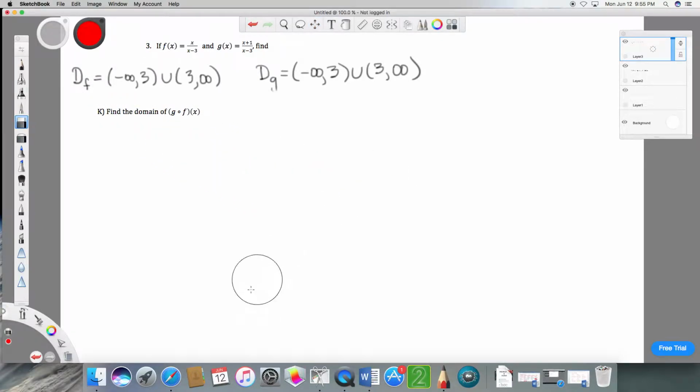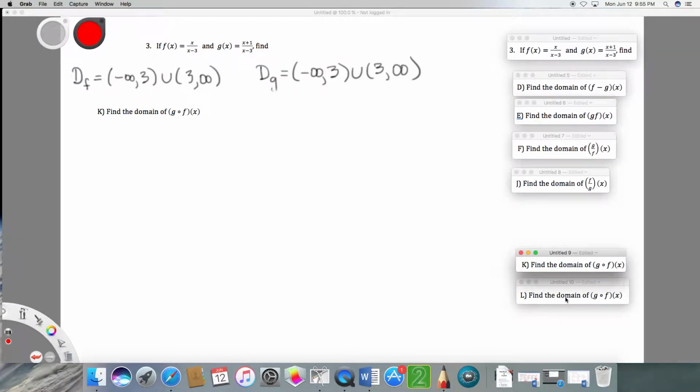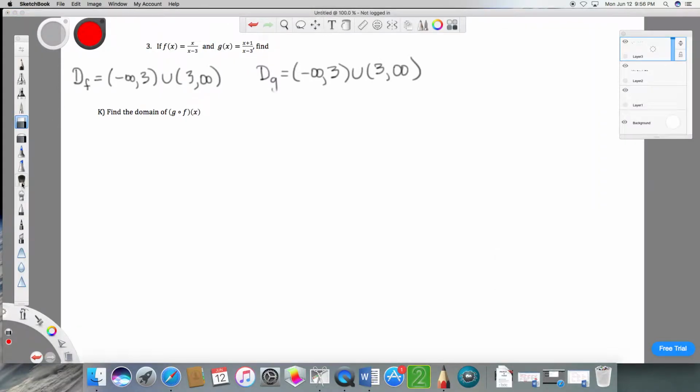And then I want to find the domain. This happens to be the same. This must be a typo, so I'll have to change one to, we're going to do f, the domain of f composed with g. All right, so in part L, we want to find the domain of f composed with g.